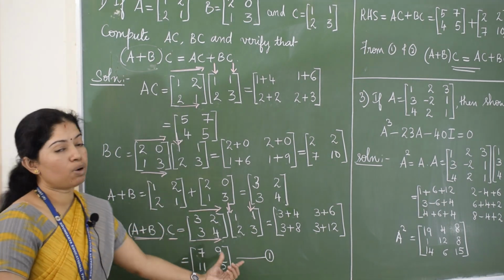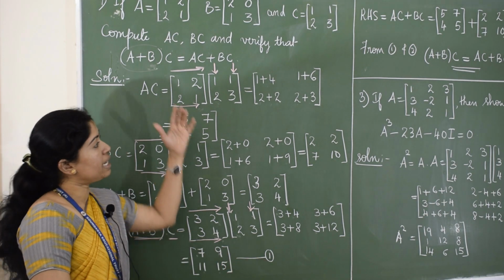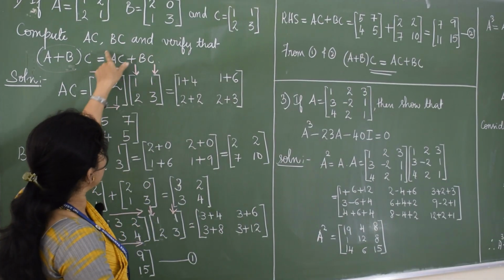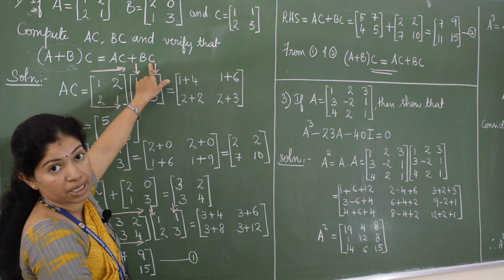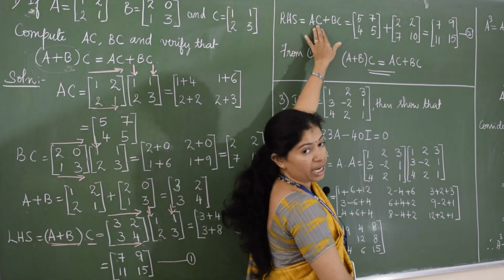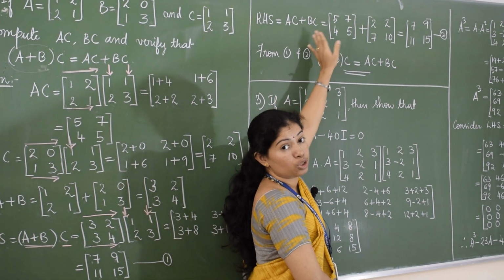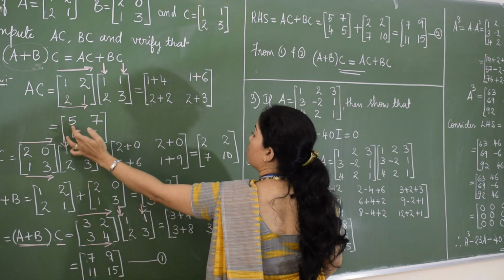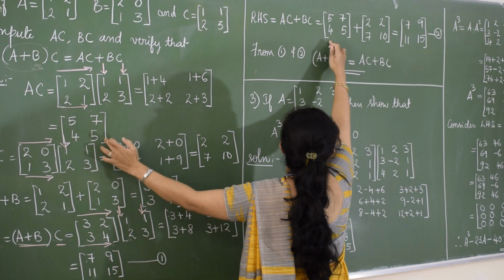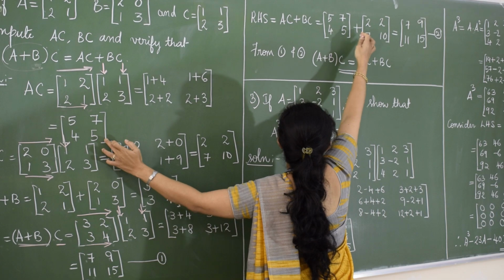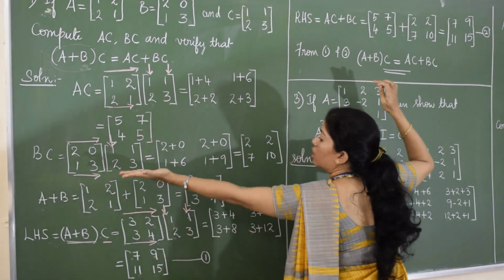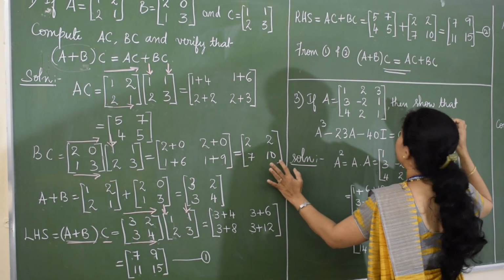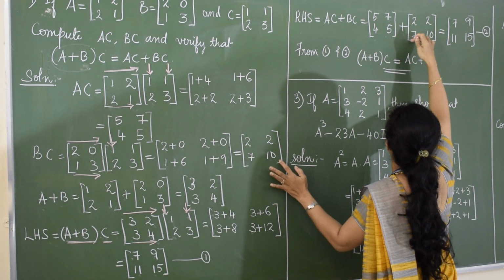Take left hand side, what we got as equation number 1. Next we will take right hand side. So RHS is equal to, what you have in the RHS? AC plus BC. So RHS is equal to AC plus BC. AC is what we got in the first step. AC we got as 5, 7, 4, 5. So write that matrix containing the elements 5, 7, 4, 5 plus BC. BC we got in the second step, that is matrix containing the elements 2, 2, 7, 10. So write that matrix containing the elements 2, 2, 7, 10.